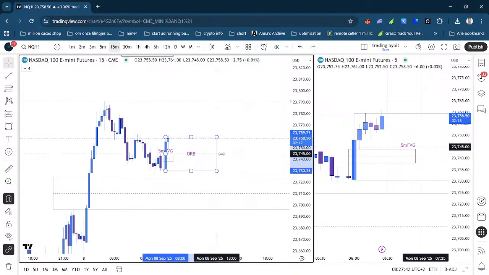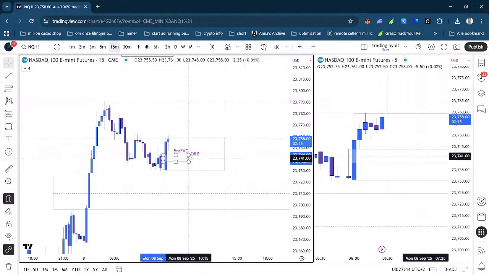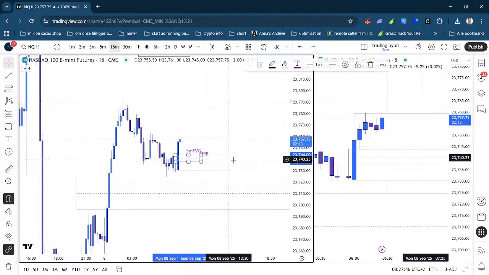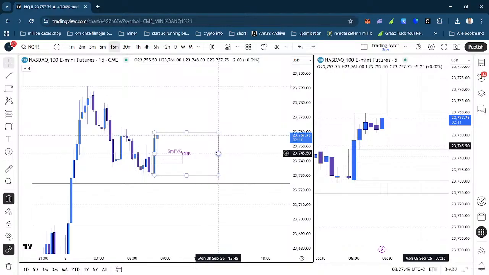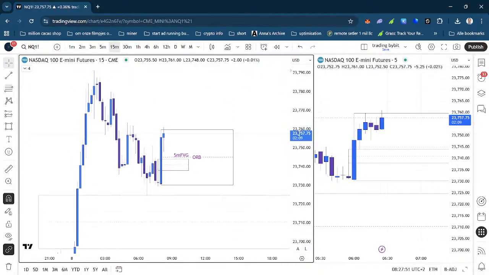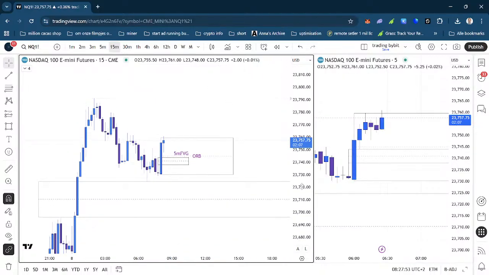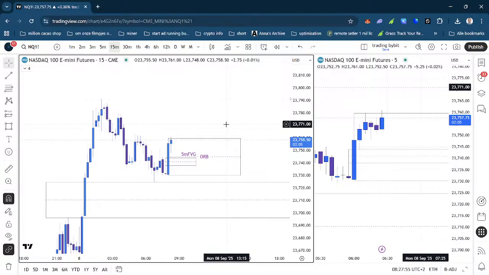So this is why you do need a form of bias. Not that it indicates where you have to take a short or a long, it's just to make sure that you know if it's against the major trend, you take sooner profit.